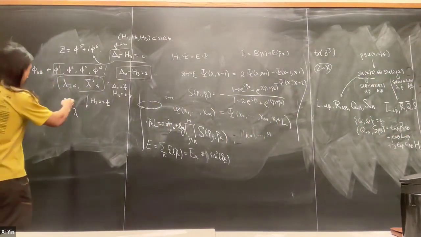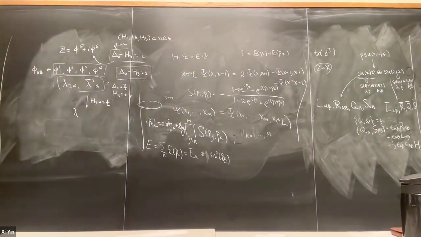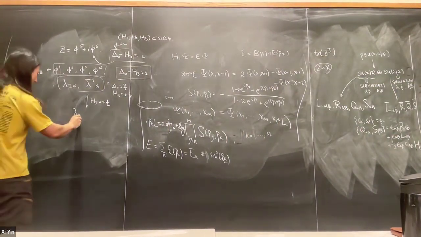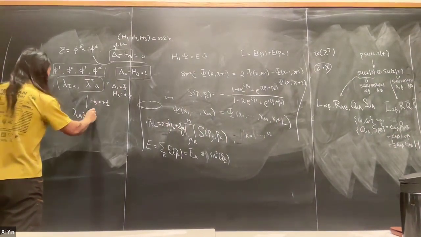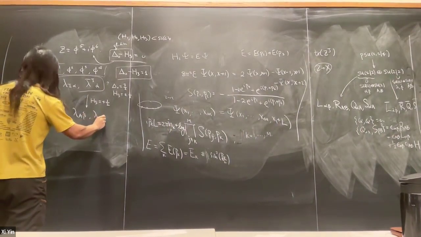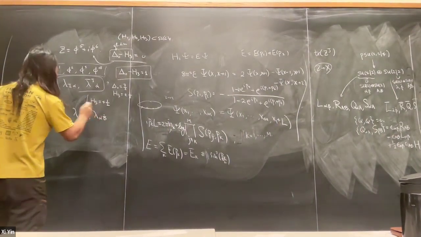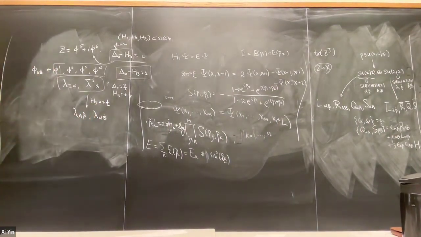Now the fermions, we need to have 8 fermions that satisfy this condition that delta 0 minus H3 equals 1. And they will transform in the A beta dot and alpha B dot. What else can it be? It's kind of obvious.